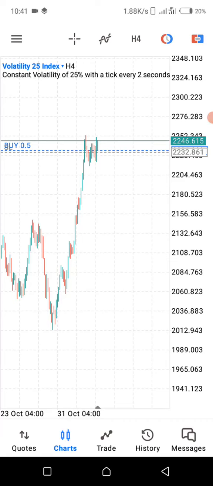This is Forex Shinobi. So on today's video I'm going to be talking about this trade that I was able to cash on Volatility 25.